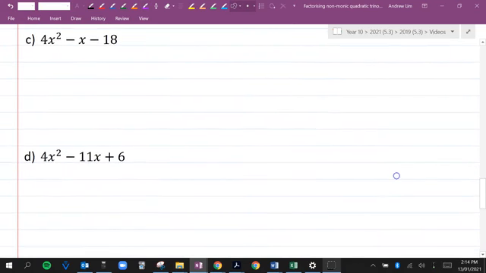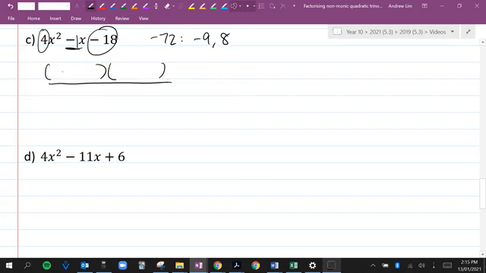Okay, pause the video, have a go with C and D. Okay, so let's go through these answers. We've got 4 times minus 18 is minus 72. And the two numbers that multiply to that but add to negative 1 are negative 9 and 8. So we've got 4x, 4x all over 4, minus 9 and plus 8.